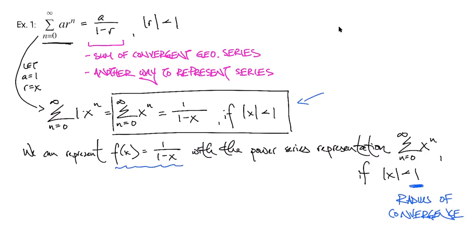The sigma of n equals 0 to infinity of x to the n equals 1 over 1 minus x. We're going to be using that along with the idea of substitution to help us figure out the power series representation of a few different types of function. Any questions on example number 1 so far?